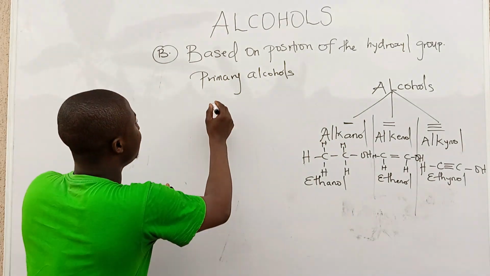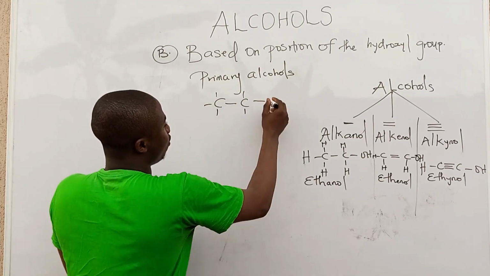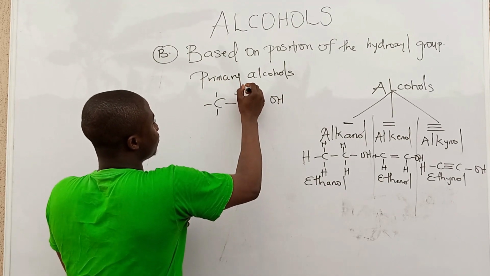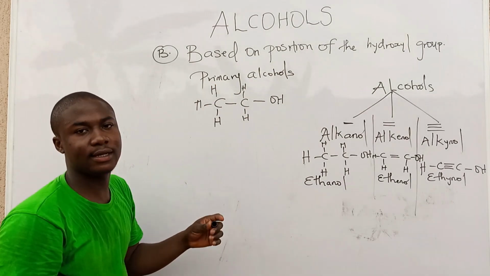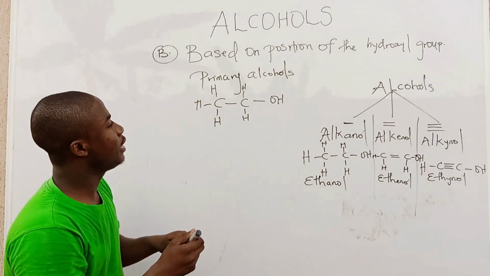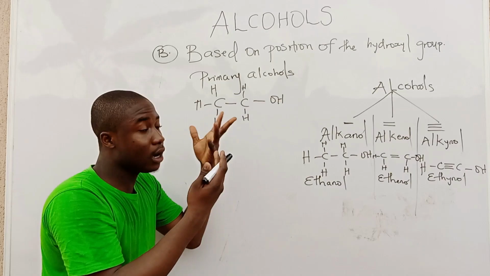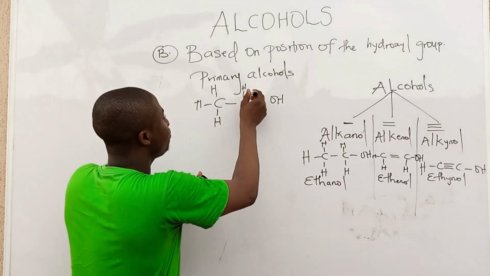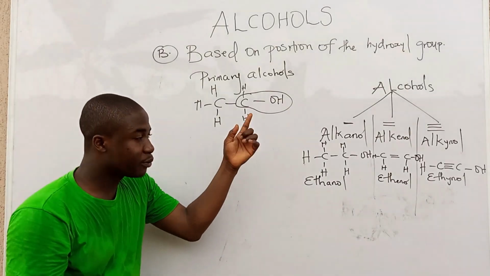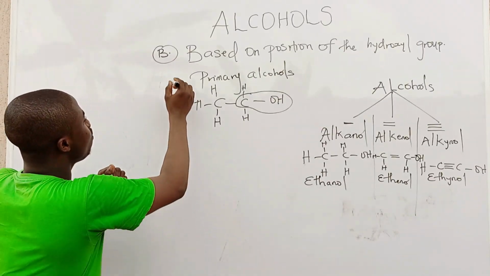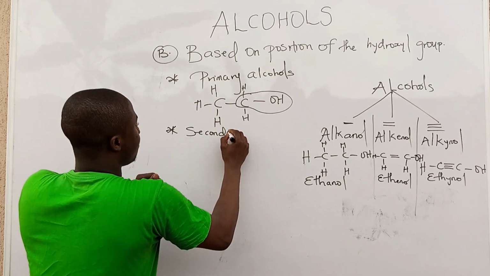Now, this is what I mean. This is an alcohol. This compound here is called ethanol. This is a primary alcohol, okay? Because you can see the carbon bearing the OH here is directly attached to just one carbon, so it is a primary alcohol.